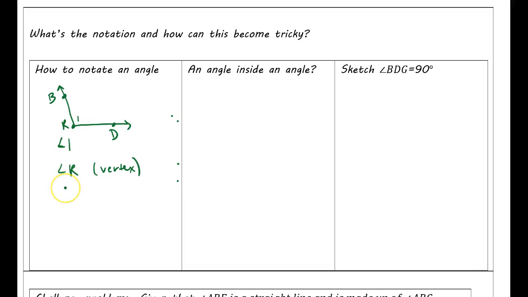That would be really easy, right? But sometimes they also want you to name it with all three letters. And when you do that, you just have to make sure that that R is in the middle. So you could go BRD and keep that vertex angle in the middle. Or if you want to go backwards, you can do DRB.